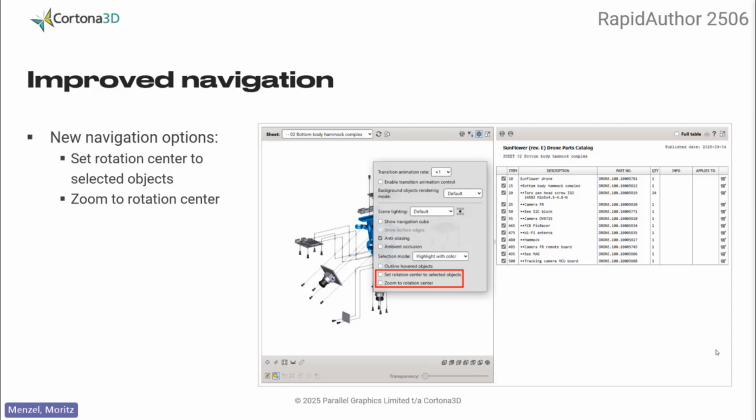By default, mouse wheel zoom uses the cursor position as the zoom center. This behavior can be switched to the rotation center via zoom to rotation center. On the next slide, we will display one of these options in a bit more detail.